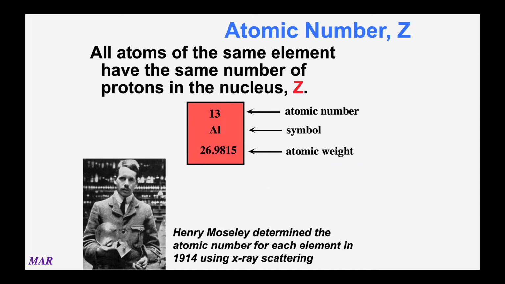All atoms of the same element have the same number of protons. So again, aluminum has 13 protons. 13 protons is always aluminum, etc. This guy named Moseley was the first one who determined the atomic number in 1914. He used an X-ray technique, X-ray scattering, to figure these things out, which is kind of cool.